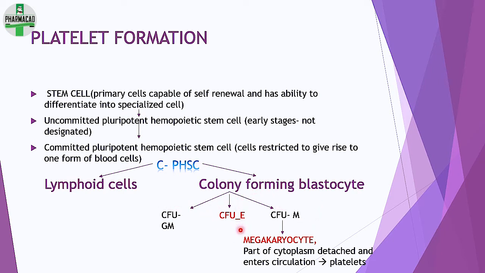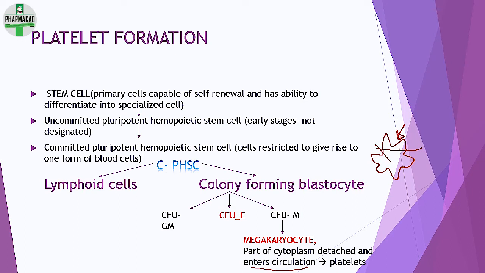In RBC, we talked about CFU-E, that is colony forming unit erythrocyte. Here we talk about CFU-M, that is colony forming unit megakaryocyte. Part of the cytoplasm is detached and enters the circulation, which gives rise to platelets. In the diagram we saw earlier, a part of the cytoplasm gets detached and enters the circulation. This detached part is called the platelet.